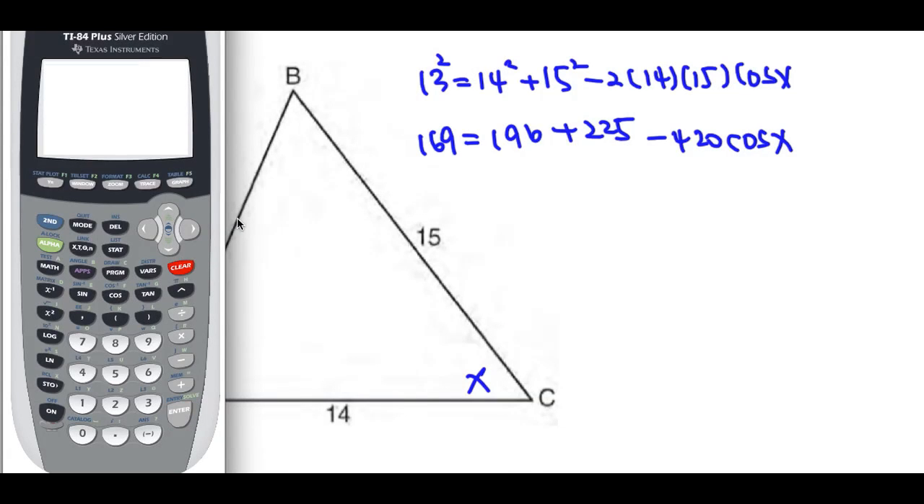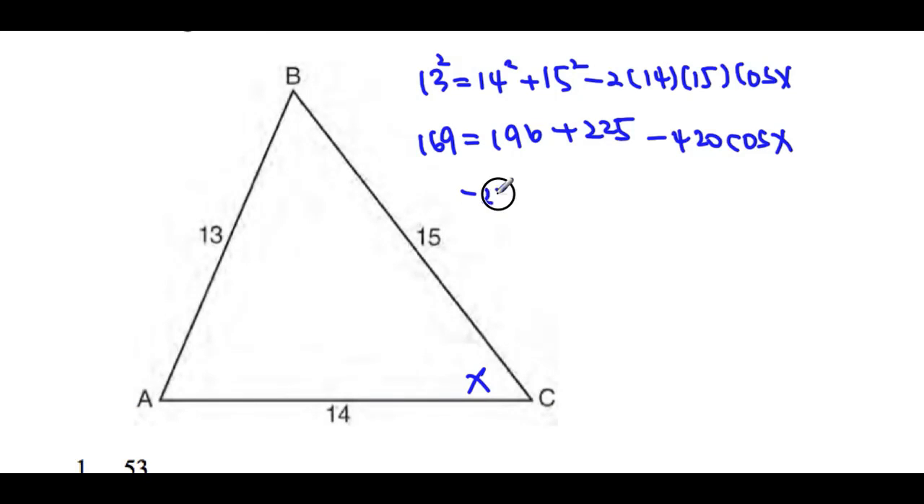Then what we can do is, from 169, subtract 196, which is 14 squared, minus 225, and then negative 252, so we get negative 252 is equal to negative 420 cosine of x. Now notice that we cannot combine these two things, but we can put these two things into the other side.